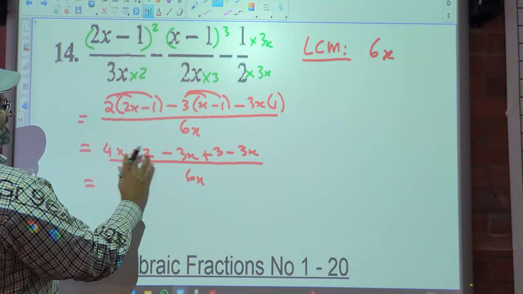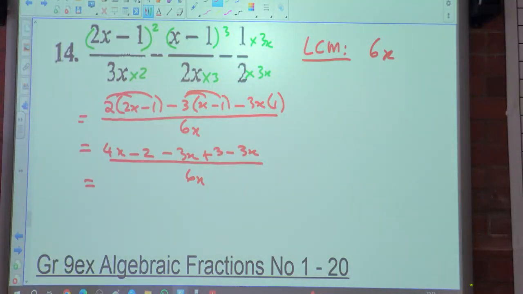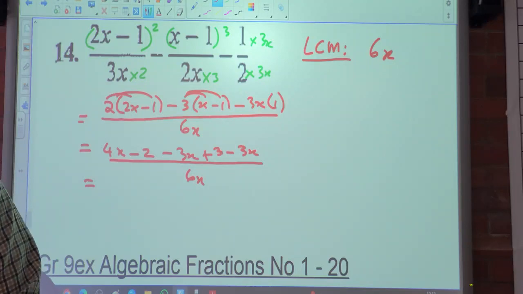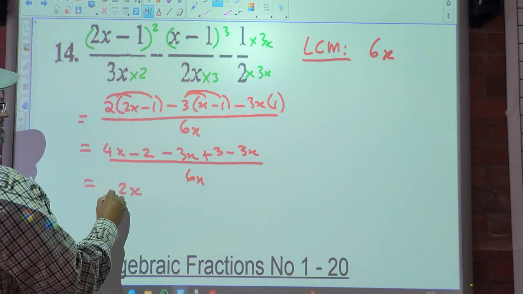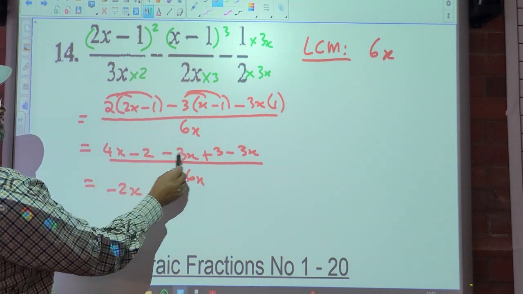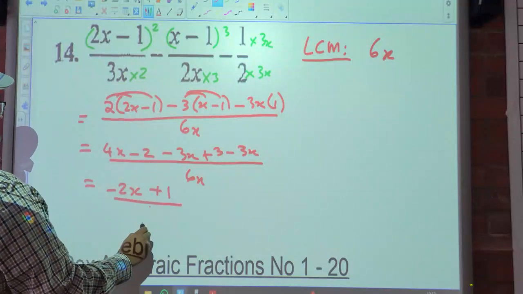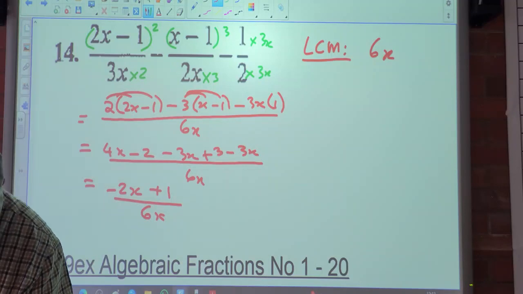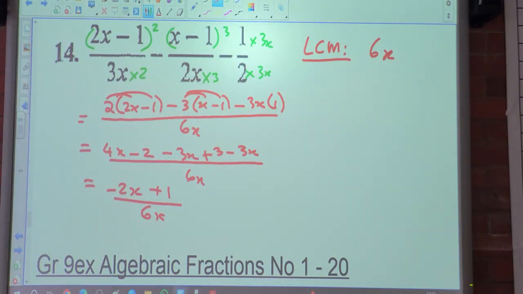What is 4x minus 3x? x. And x minus 3x? 2x. You all agree with that? It's going to give you negative 2x, yes? And minus 2 plus 3? 1 over 6. Any issues there? Minus 2x plus 1 over 6x.